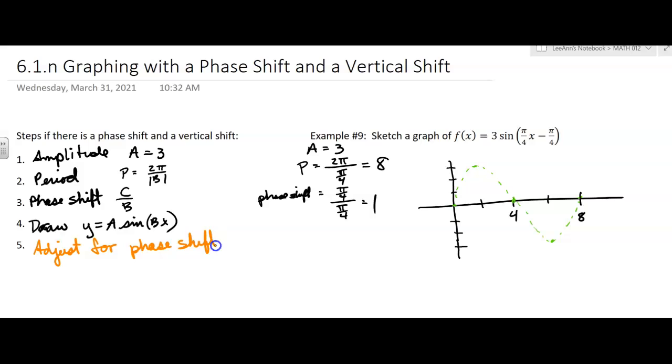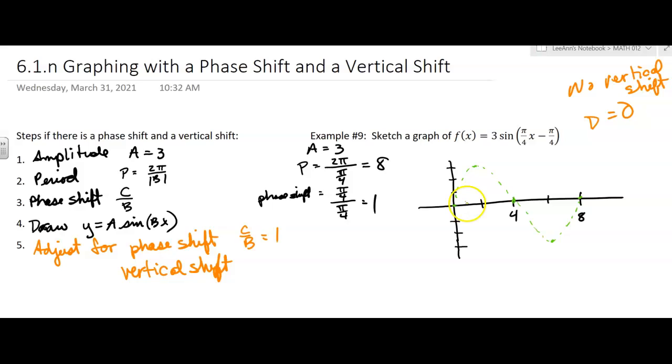Now you could do it in 2 steps if you want to. This time we don't have a vertical shift, so the vertical shift is D equals 0, so there's no vertical shift this time in our example. But of course you could have a vertical shift, so then we're just saying, okay, scoot it over right or left, scoot it up or down. Okay, we do have a phase shift though, and in our case our phase shift is 1, so C over B is 1. And so we're going to shift it to the right 1 unit, okay?